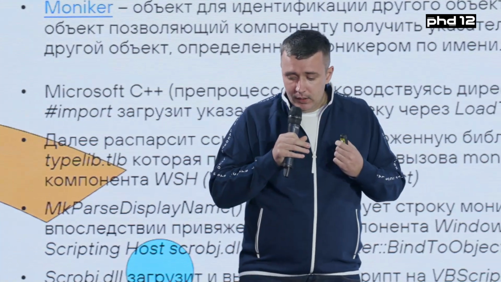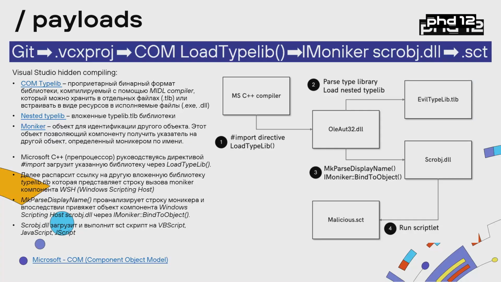Or there may be objects that are not registered in the system. One would want to use Typelib, which is a proprietary binary library format which is compiled using the MIDL.exe compiler, and it can be stored in TLB files, or it can be embedded as resources into executable files such as DLLs. And there are finally nested typelibs, and the name explains it all. They're nested.